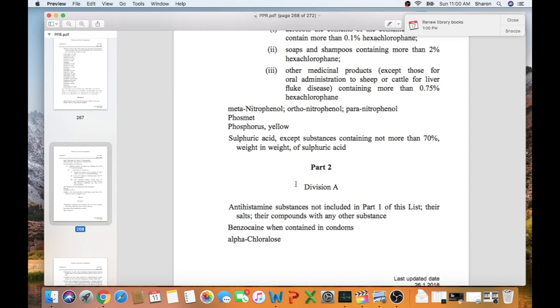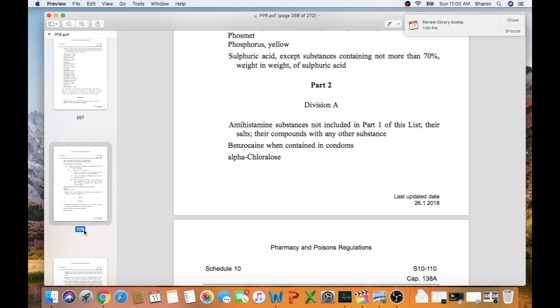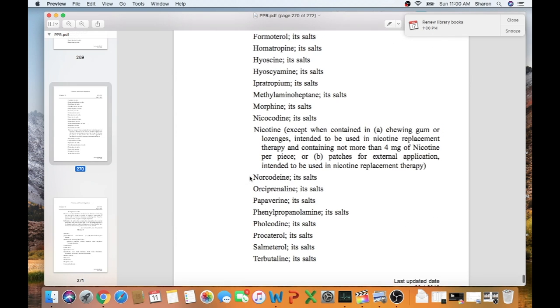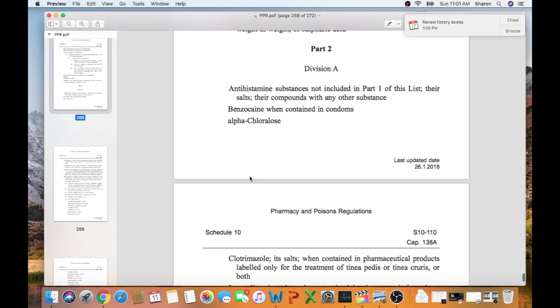Okay, so now we've reached the end of the Part 1 drugs, and here is where the Part 2 drugs begin, page 268. So this is worth reading through and studying. Here, Part 2 drugs are the drugs which LSPs, or listed sellers of poisons, are allowed to sell. Antihistamine substances which aren't in Part 1 are Part 2. So what this means is that antihistamines are not ever non-poisons. They're either Part 2 or they're Part 1 drugs.